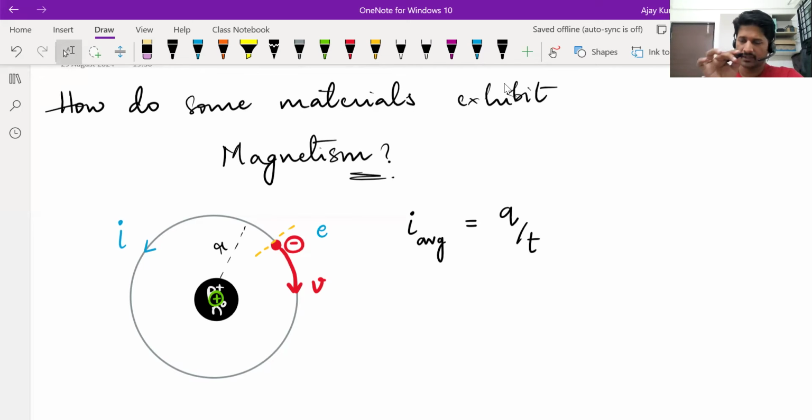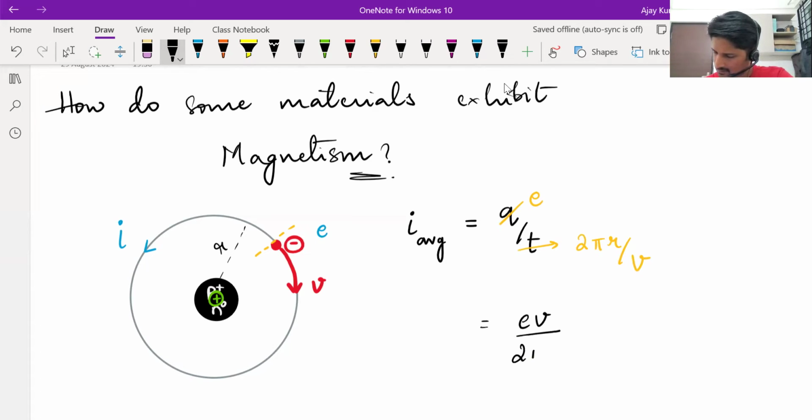Now the electron has to complete the revolution and come back to that point. To do so, it takes a time period of revolution, that is 2 pi r by v. And in that much time, a charge E passes through that point. Or after every interval of that much time, charge E passes through that point. Therefore, the current in this loop is EV by 2 pi r.